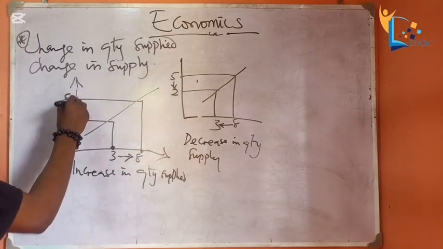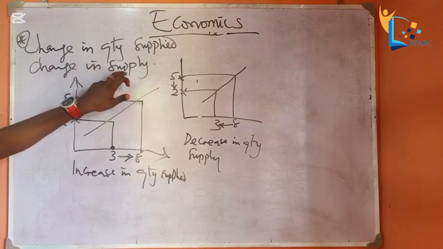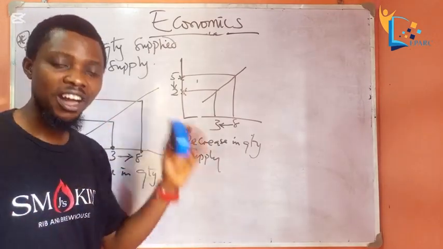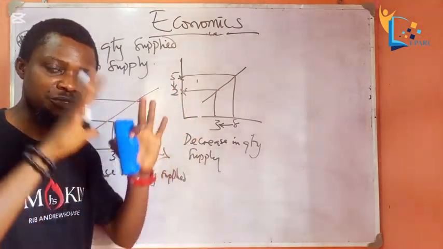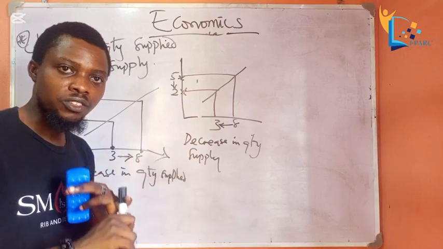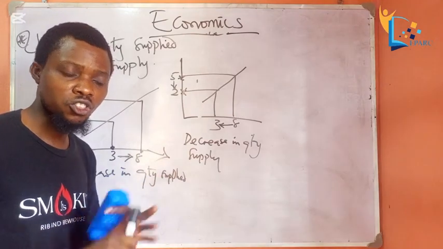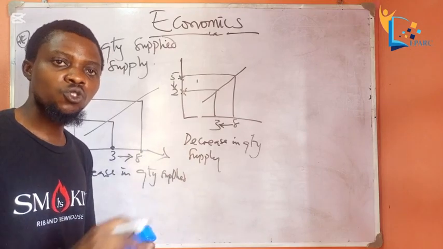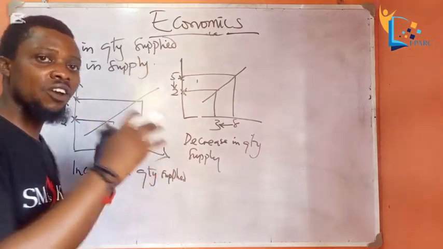Price here is the determining factor. But when we talk about change in supply, we are referring to other factors that affect supply other than price. Now, I listed those factors here: change in the number of producers, change in production techniques, change in factors of production, change in cost of production and all the rest of it. So when we talk about change in supply, these are the factors that affect supply other than price.